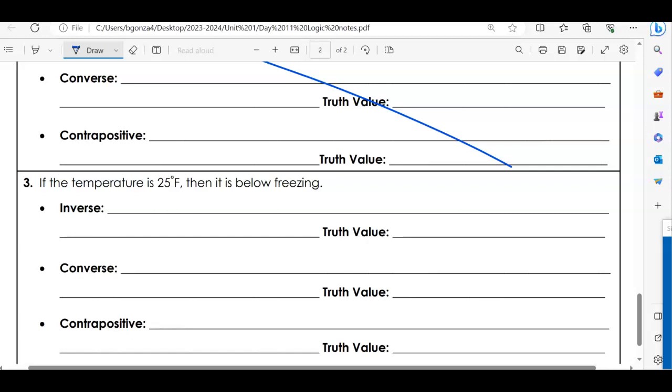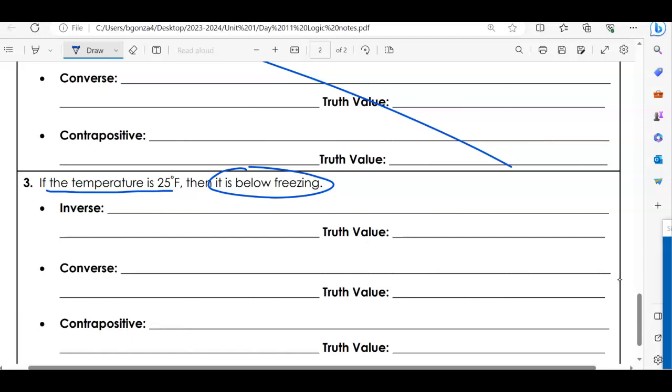Okay. So if the temperature is 25 degrees, underline it in the back, everybody, then it is below freezing. Okay. Can you do the inverse, the converse, and the contrapositive, like all 3 of those? Tell me are they true or false? That's going to be on your assignment, but let's do this last one together.